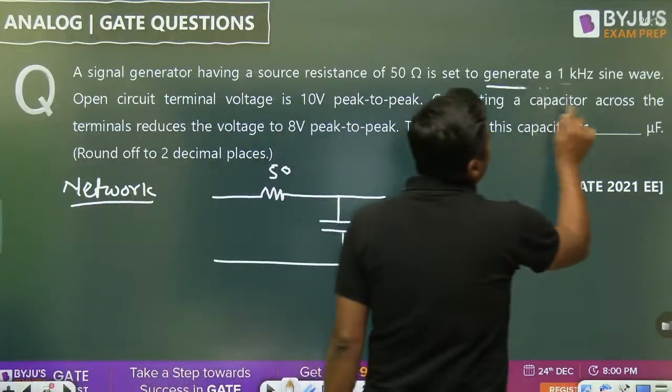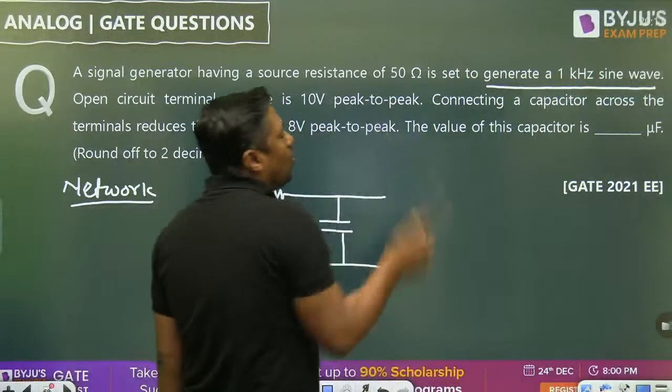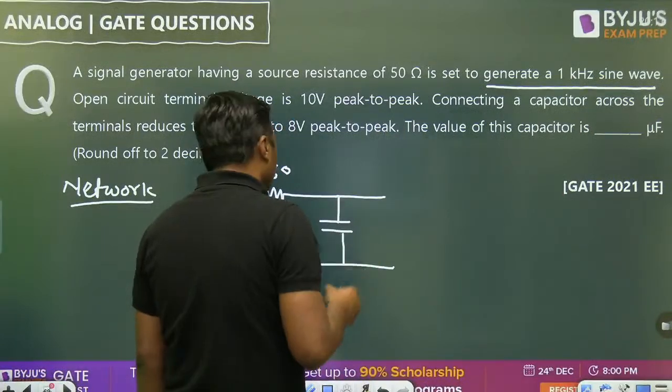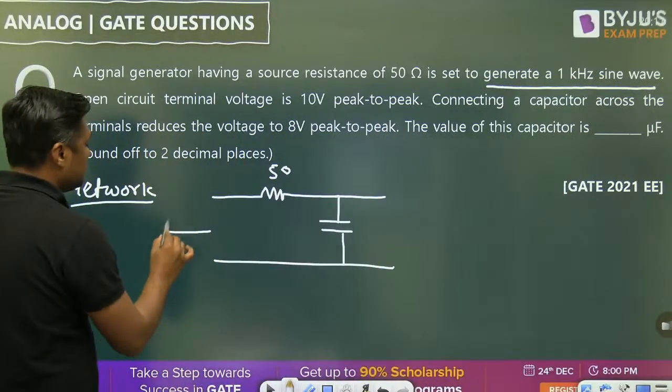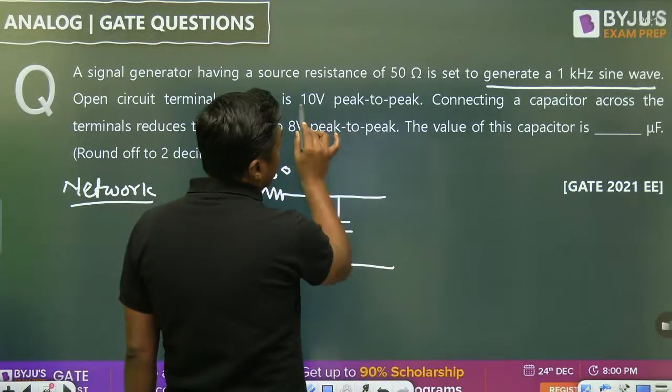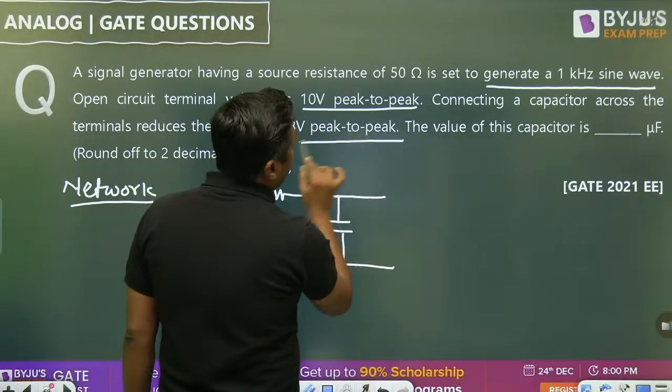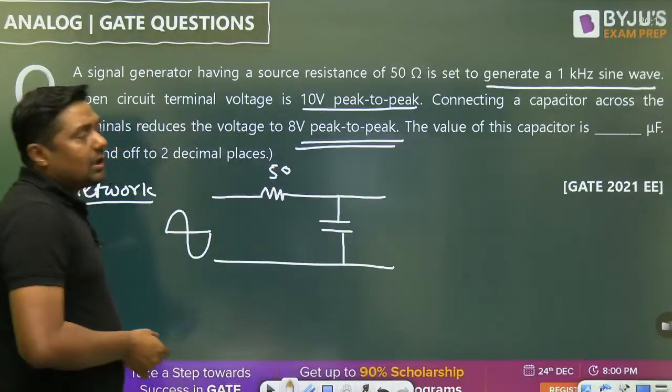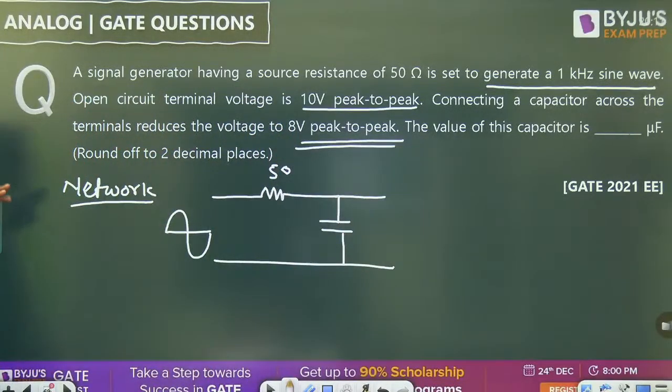Generate a 1 kilohertz sine wave. It is also given as a 1 kilohertz sine wave. Here the peak to peak value is 10 volt, but here we are getting the peak to peak value of what? 8 volt. What is the value of the capacitor? Sorry, that is the question, but it is from network. Voltage division rule only. Voltage division rule.